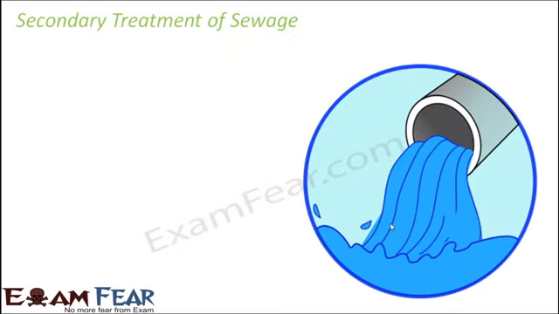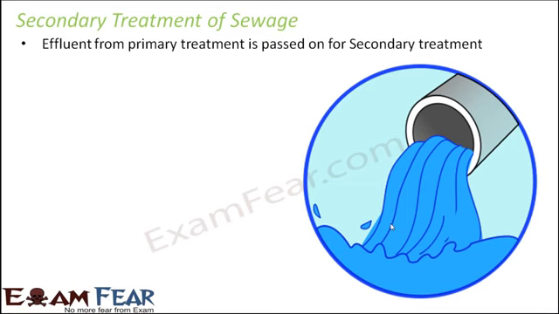So now we will talk about the secondary treatment of sewage. The effluent from primary treatment is passed on for secondary treatment, as I mentioned. So the effluent is now free of all the solid particles and all visible particles. Basically it is free from all that. So this effluent will go on for secondary treatment.